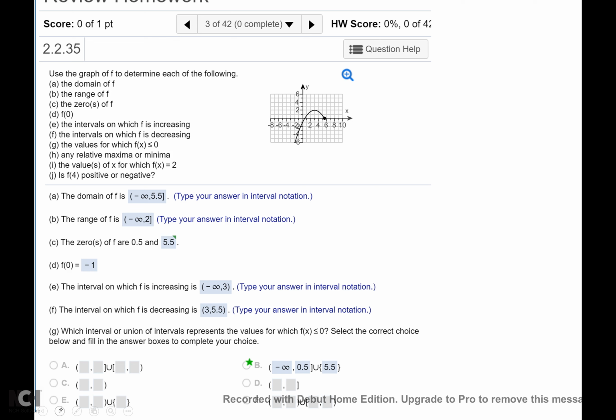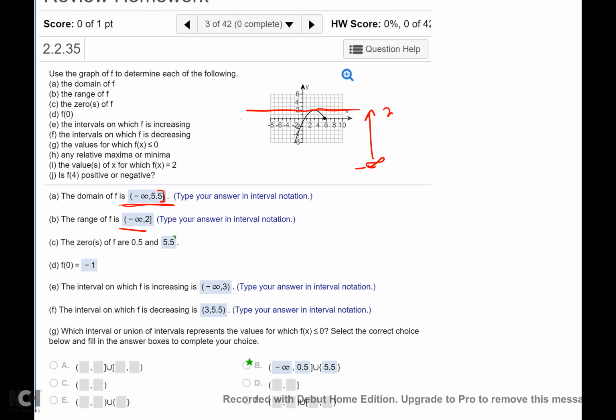Oops. Oh, well. All right, so the domain, you can see that it stops right there at 5. But the domain is going to be from negative infinity to 5.5. Oh, I see, because 5 would be right there in the middle and the dot is between. So it's negative infinity to 5.5. And because that circle is filled in, you use that square bracket there. The range, this thing doesn't go any higher than 2. So my range goes from negative infinity up to 2.